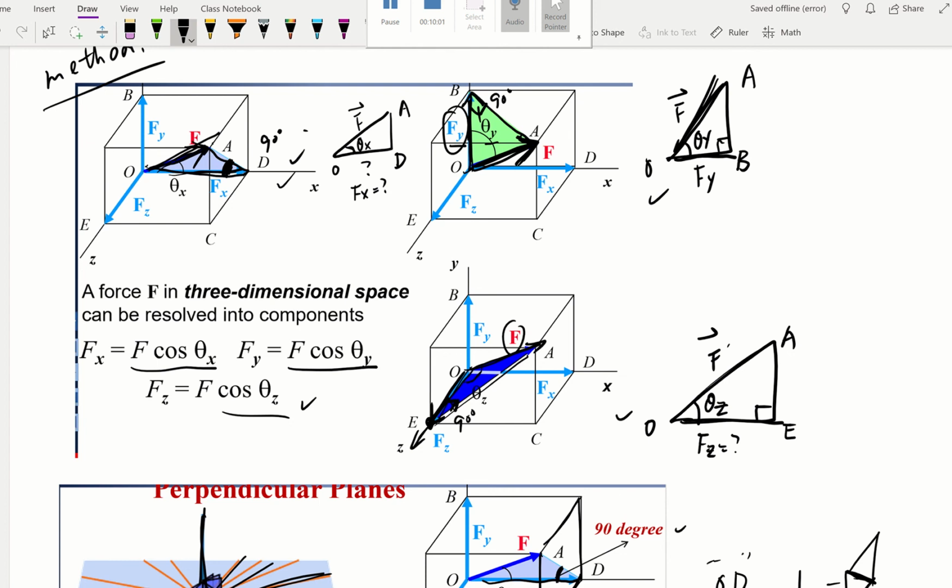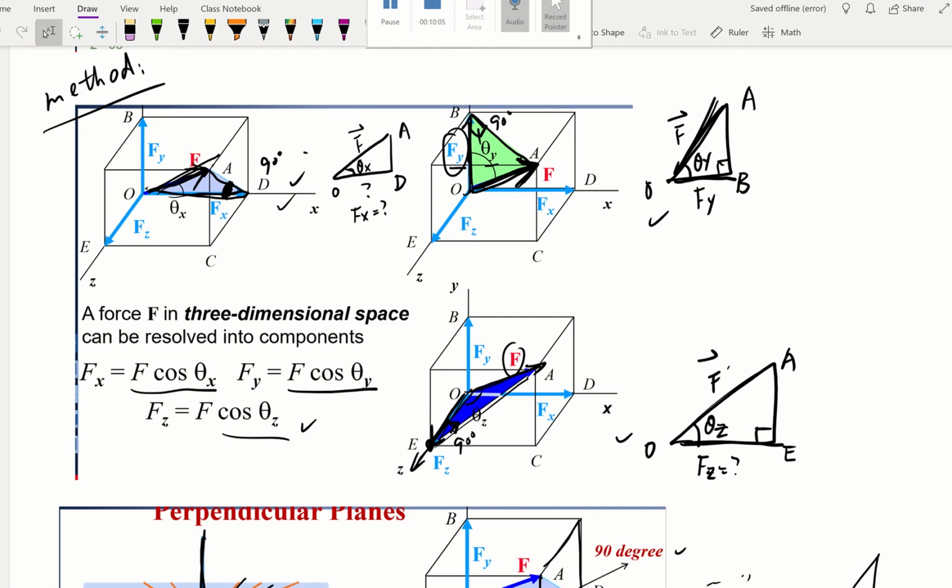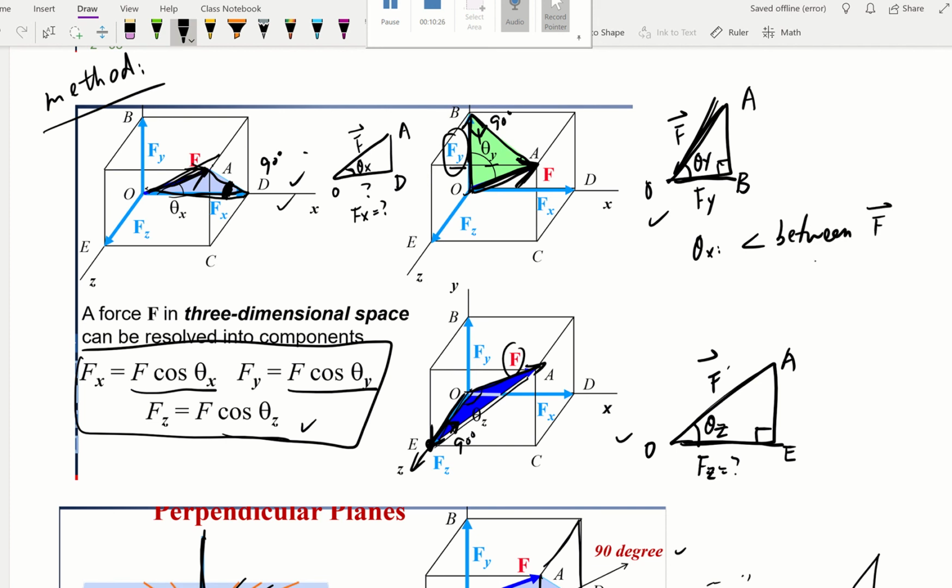Okay, so those are very important information. That is our general method to decompose a force in 3D into Fx, Fy, and Fz. And they all take the same form, F times cosine of the angle. So theta x is going to be the angle between the force and the x-axis.